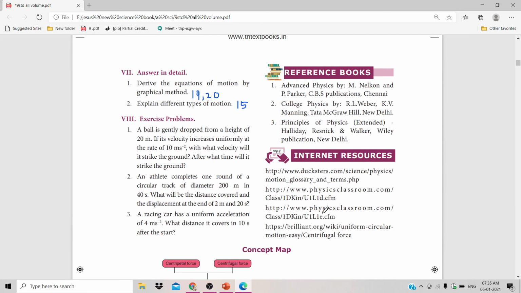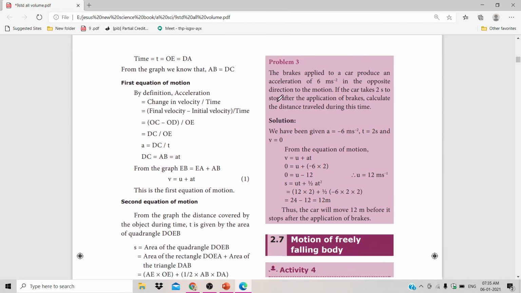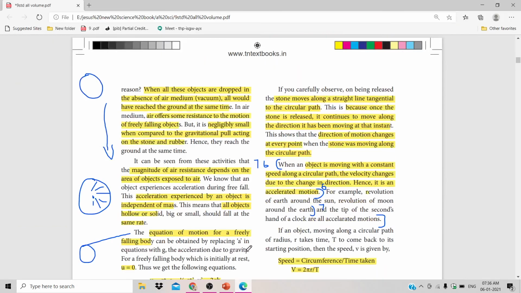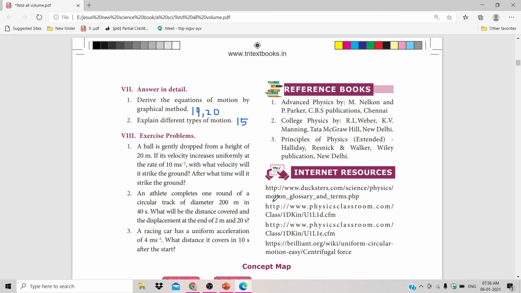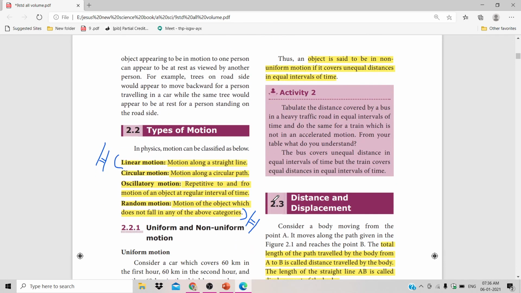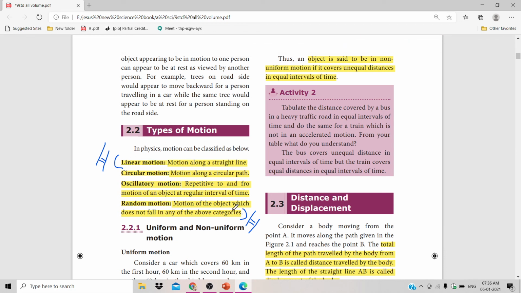And Roman number 7, answer in detail. Describe the equations of motion by graphical method. Page number 19 and 20. The questions start from here, equation of motion, page 19 to page 20. This is the third equation of motion. And question number 2: explain different types of motion. Page number 15, see, from linear motion up to the above categories. Types of motion, page number 15. Okay, and we can see the problems in the next video.